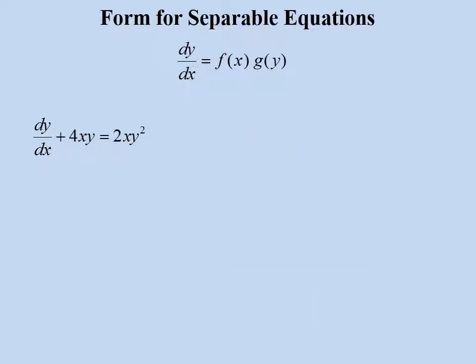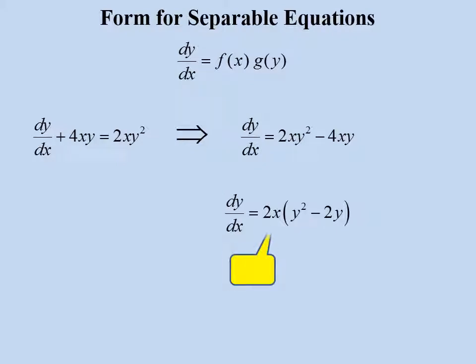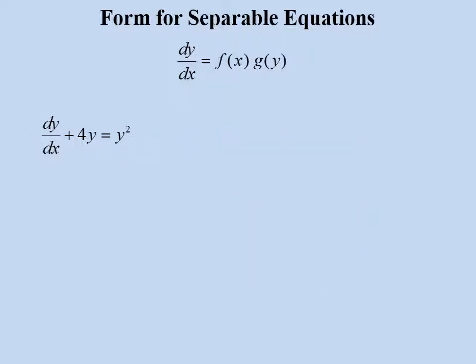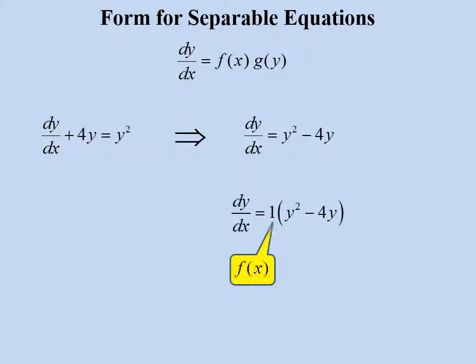In this one, we will subtract the 4xy from both sides and then factor, and we have our function of x and our function of y. Likewise, in this differential form, we can subtract the 4y, and you notice that all we have is y's. Well, actually, there are two functions on the right. The other one is 1. So f of x would be a 1, and then the function of y would be y squared minus 4y.